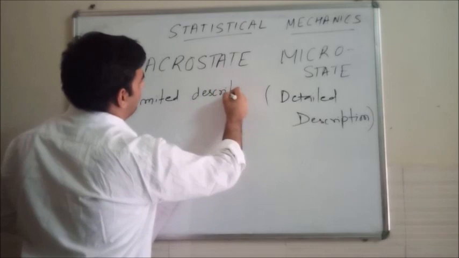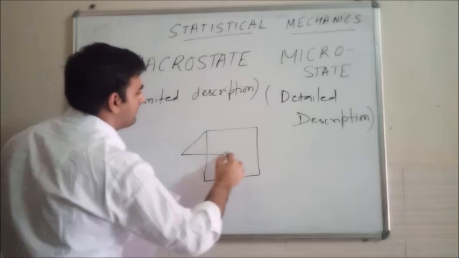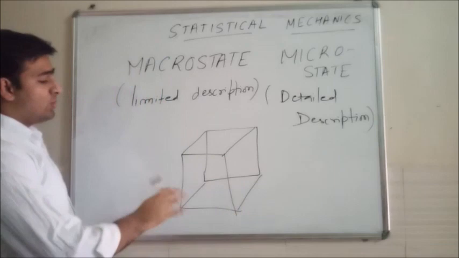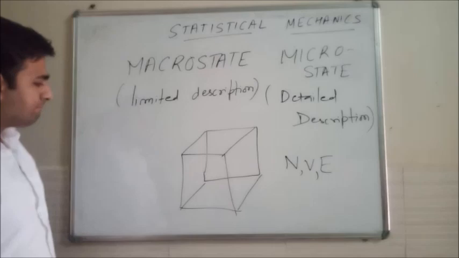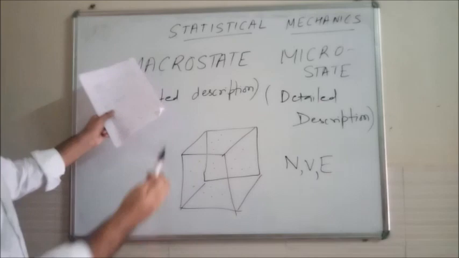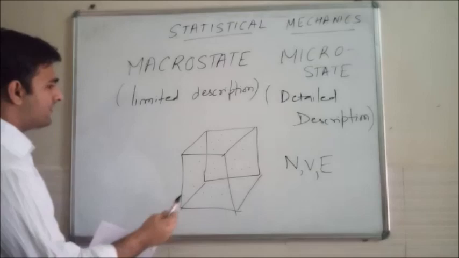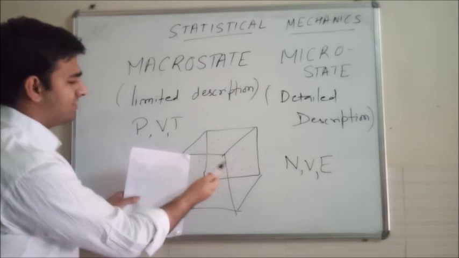So let's take an example. We're going to take the ideal gas as an example. So that's a box. We have considered the same microcanonical ensemble, so it has N number of particles, volume V, and a fixed energy. So how do we describe the system according to its macrostate? When thermodynamic equilibrium is reached, we must specify pressure, volume, and temperature. These three values, known as the thermodynamic variables, describe the state of the system in thermodynamic equilibrium.